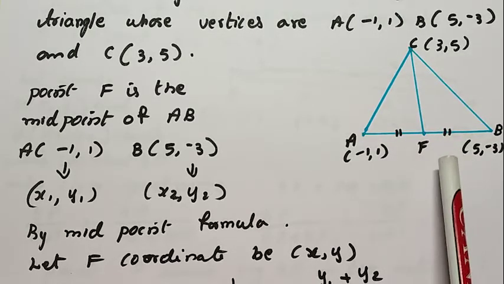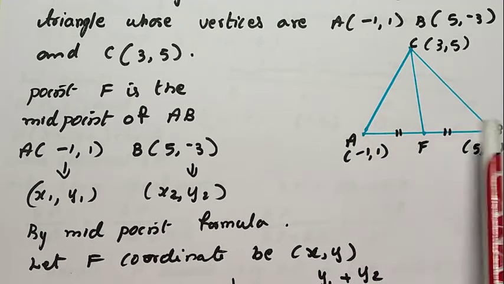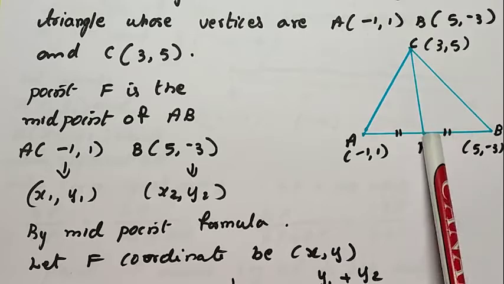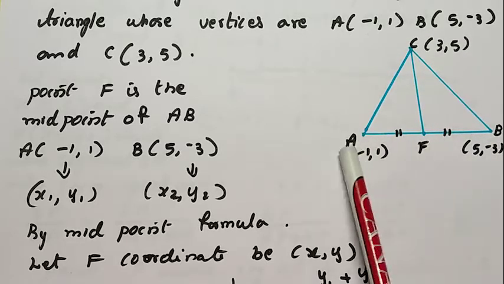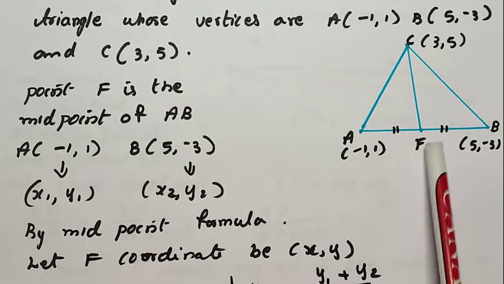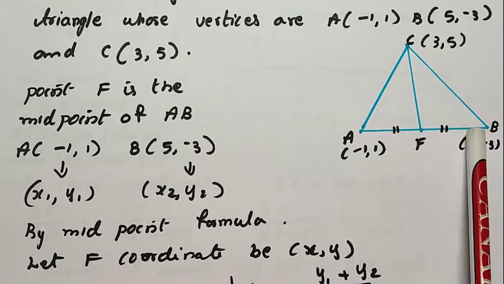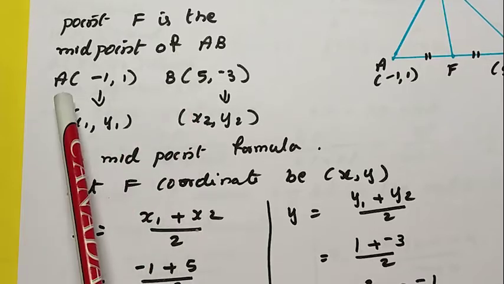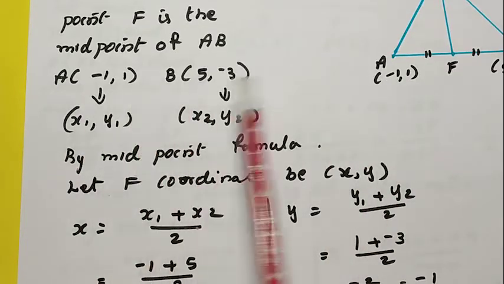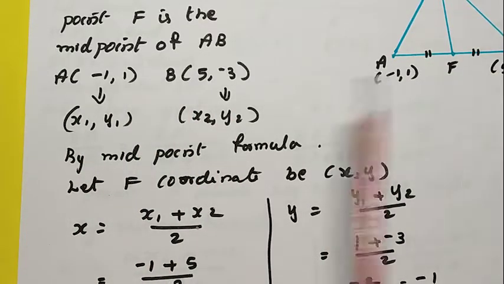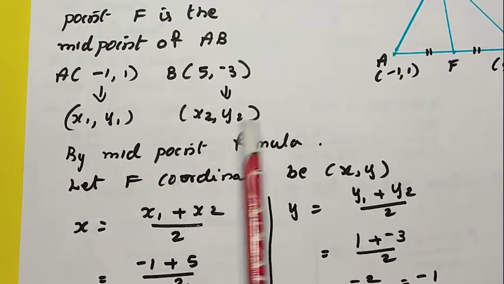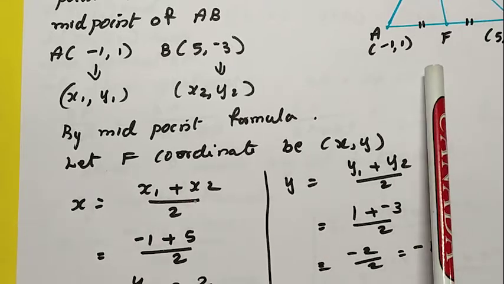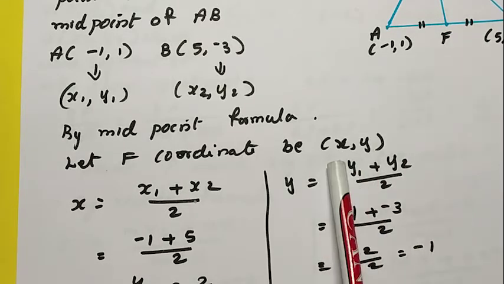But we can see F is the midpoint of AB, because a median is a segment joining the vertex and the midpoint of the side. So, F is a midpoint, therefore AF is equal to FB. How can we find the midpoint of segment AB? By using the midpoint formula. A is (-1, 1), B is (5, -3). So, A is x1, y1 and B is x2, y2. Therefore, by the midpoint formula, let the coordinates of F be x and y.